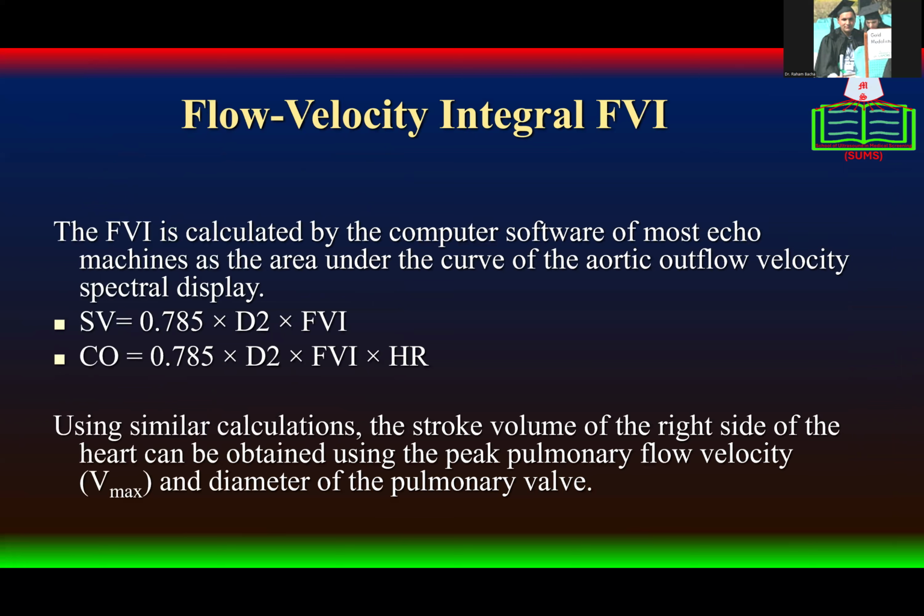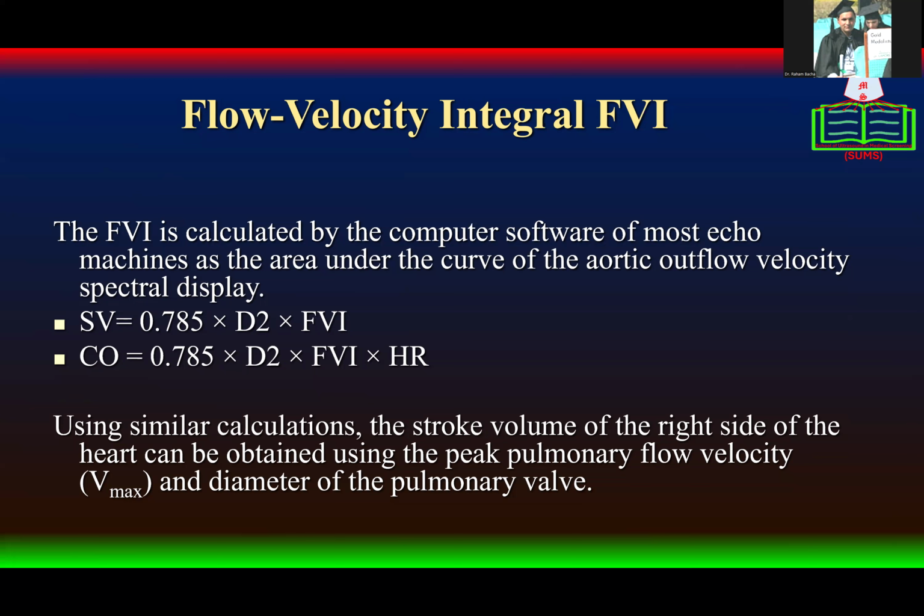Flow velocity integral is calculated by computer software. Most echo machines calculate it as the area under the curve of the aortic outflow velocity spectral display. So we don't need to do anything with it. The machine has already calculated it, and it will be labeled as VTI or FVI. FVI means flow velocity integral, and VTI means velocity time integral. Both of them are similar.